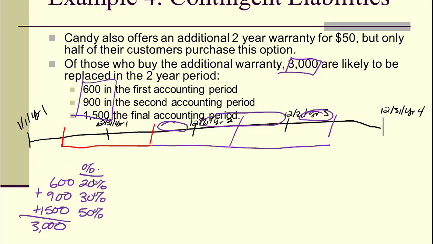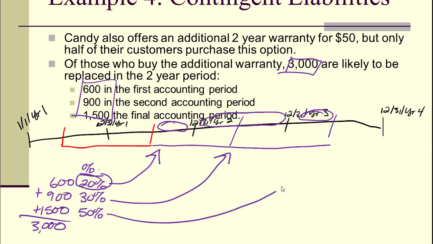And what we're saying is you'll recognize 20% here in year 2, and 30% in year 3, and 50% in year 4, which really does make sense because chances are most people are going to break these units in the very last year covered. So that's how we record the revenue. And again, we're going to match up the revenue and the expense as they occur. So let's take a look at some journal entries just to hopefully solidify this pattern.